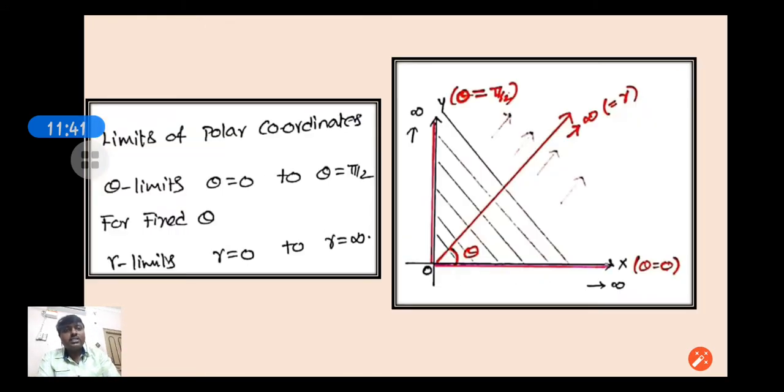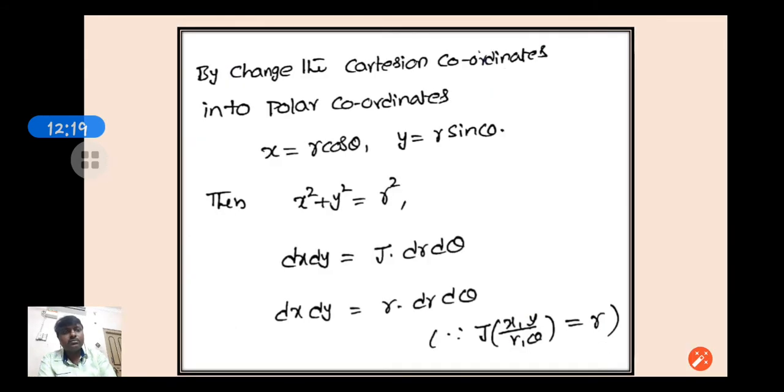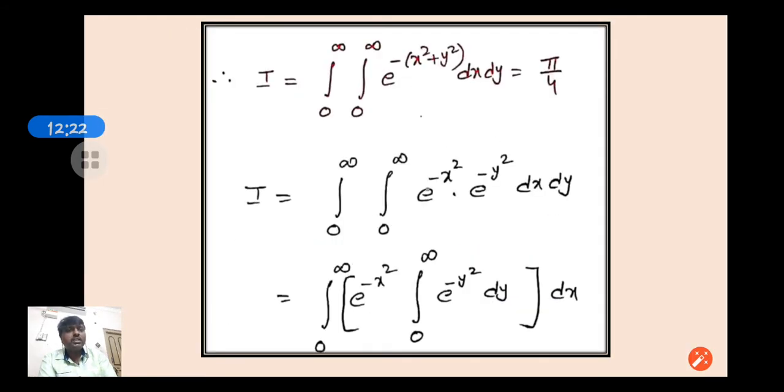Okay, so once again I go through the problem. First of all, I evaluate the integration, integral 0 to infinity e power minus of x square plus y square dx dy, with the help of changing the Cartesian coordinates to polar coordinates. First I evaluate the integration value. The value of this one is pi by 4. Now hence I show that integral 0 to infinity e power minus x square dx is equal to root pi by 2. It is an important result. Please note it down.